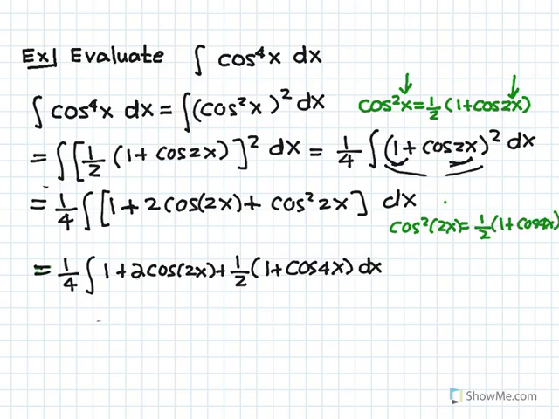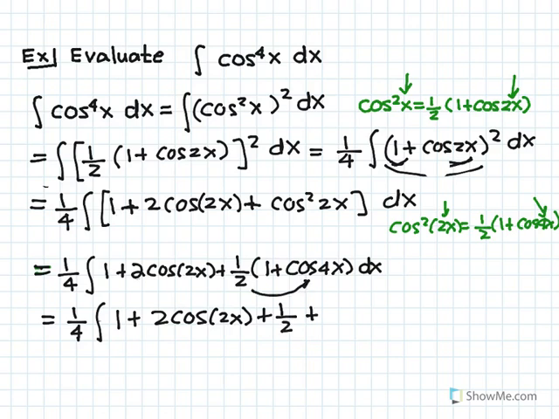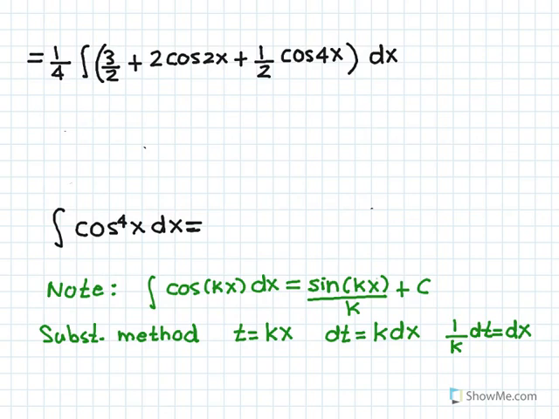So there's a 2-to-1 relationship. When this is 2, this is 4. Alright, so we simplify everything. We get 1/4 integral of 1 plus 2 cosine 2x. Distributing the 1/2, we get plus 1/2 plus 1/2 times cosine 4x, all integrated with respect to x. Now we simplify the integrand more. We add the 1 to the 1/2. 1 plus 1/2 is 3/2. So we have 1/4 integral of 3/2 plus 2 cosine 2x plus 1/2 cosine 4x dx.